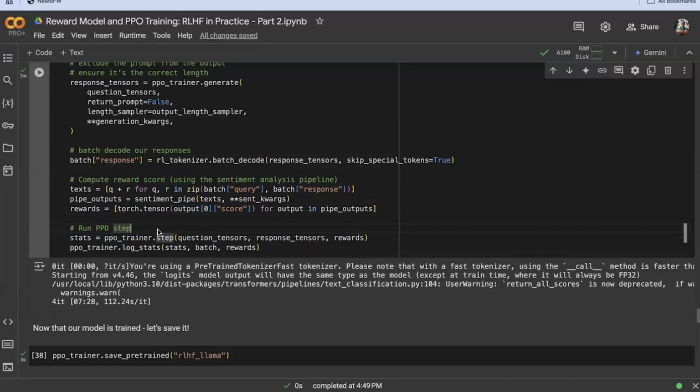The big idea here is that we want this natural language output in order to determine a score, since our reward model takes natural language sequences and gives us the score. So that's why we have this particular decode step here. And all of this is pretty straightforward.